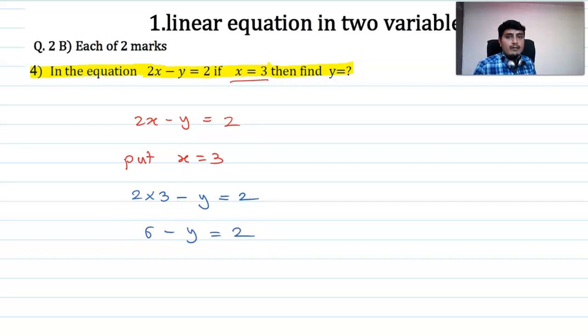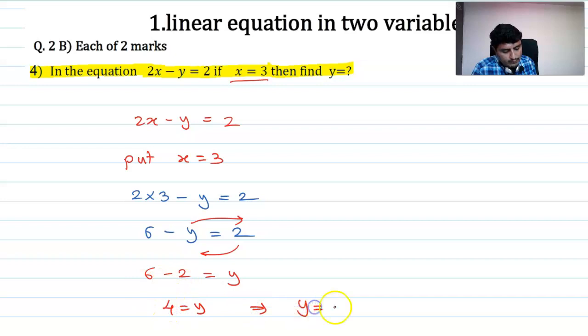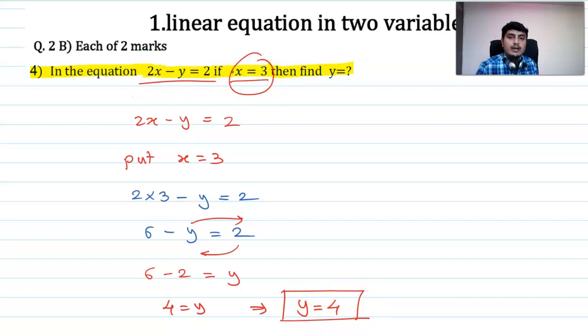Now to evaluate the value of variable y, we shift y from LHS to RHS and 2 from RHS to LHS. That means our target is to collect the variable in one direction and the constants in the other direction. To avoid confusion with the minus sign, we shift minus y directly from LHS to RHS, collecting the constants on the LHS. So 6 minus 2 equals, minus y becomes plus y. 6 minus 2 becomes 4. So the value of variable y is 4 for the given equation when x equals 3.